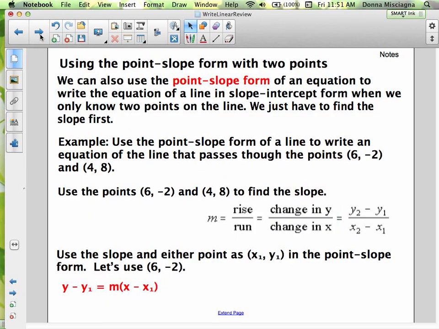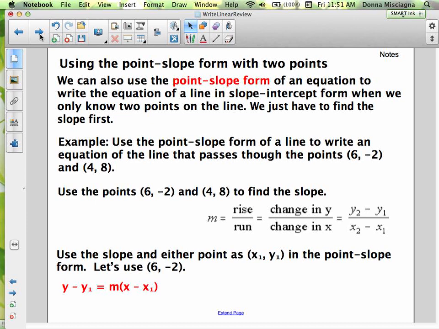All right, so now we got 2 points. We have to find the slope. All right, so we can also use the point-slope form of an equation to write the equation of a line in slope-intercept form. When we only know 2 points on the line, we just have to find the slope first. All right, so use the point-slope form of a line to write the equation of the line that passes through 6, -2, and 4, 8.